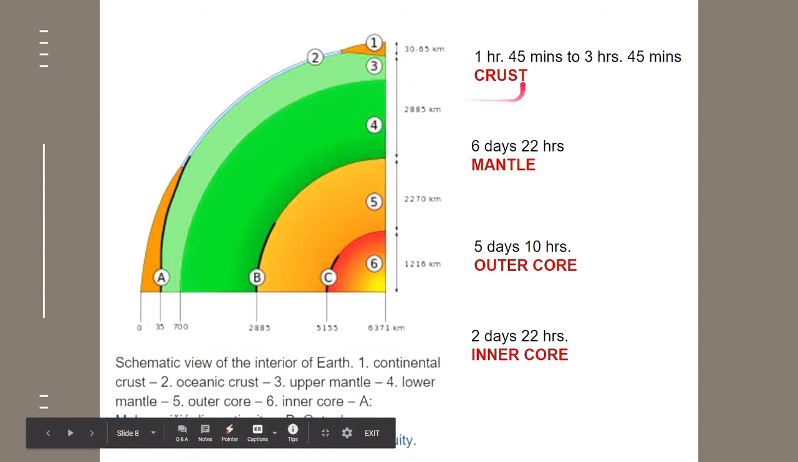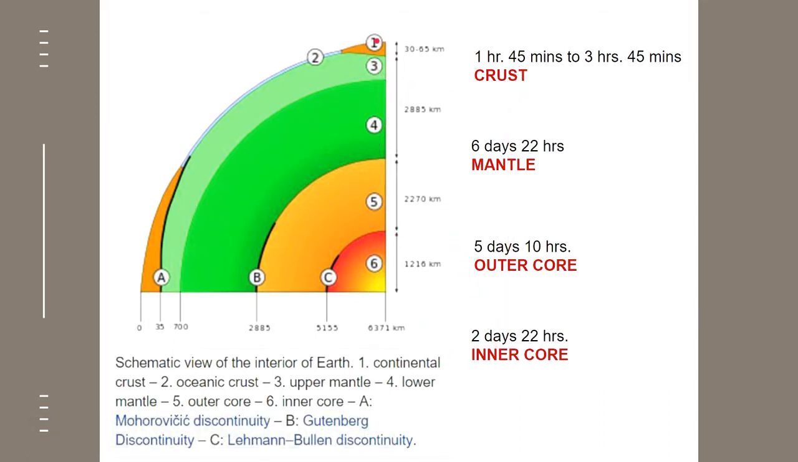So if you add this all up, how long will it take for you to travel from the Earth's crust down to the center of the core with a bus ride following that velocity? It will take you around 3 days plus 5 days, so that's 8 days, plus 7 days, so that's 15 days. More or less 15 days. With a bus ride with that velocity, it will take you 15 days to reach the center of the Earth's core.